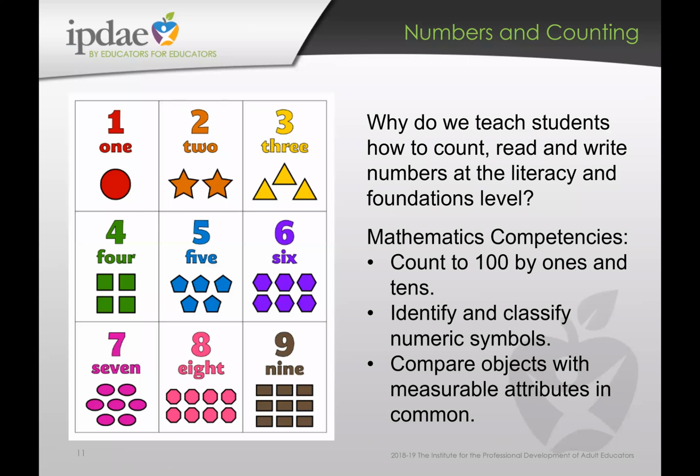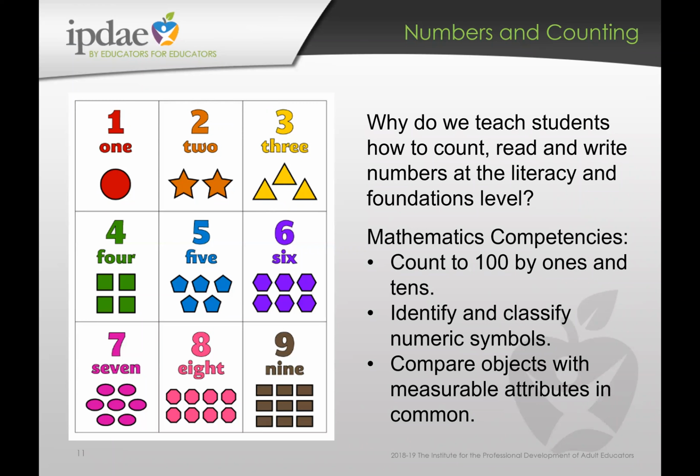So according to our mathematics competencies that are listed in the Adult ESOL curriculum framework, we must be able to teach our students how to count at least up to 100, okay, counting by ones, or even skip counting by tens. So skip counting is a little bit more of a higher level skill, and you can't really teach them how to skip count by 10 unless they really know how to count by one.